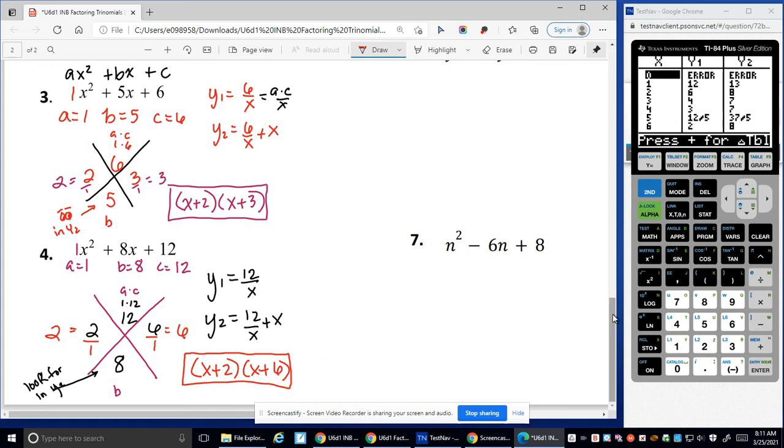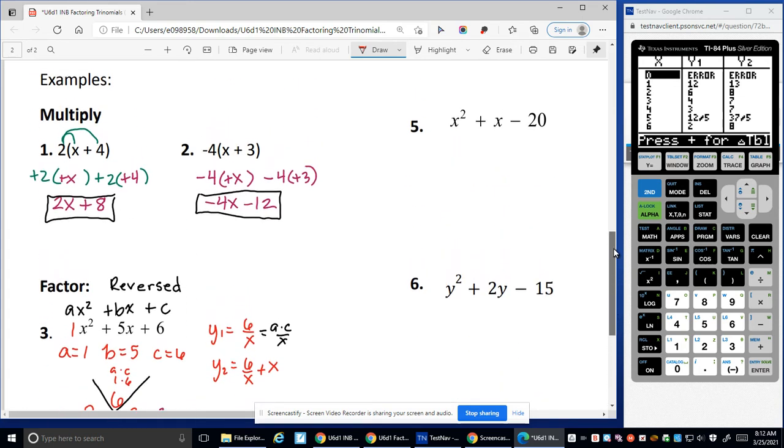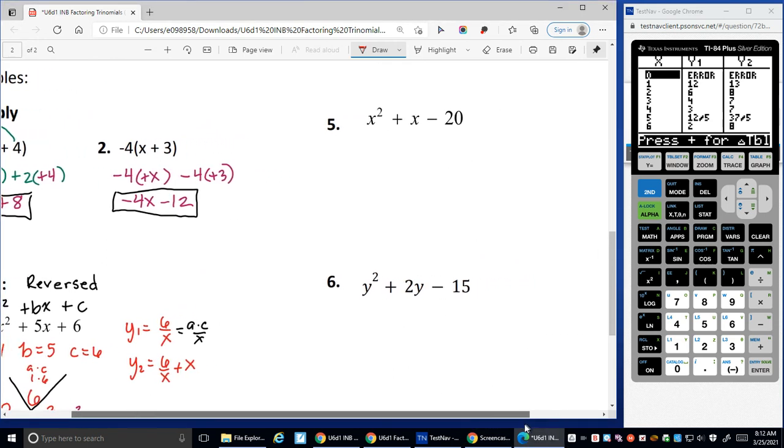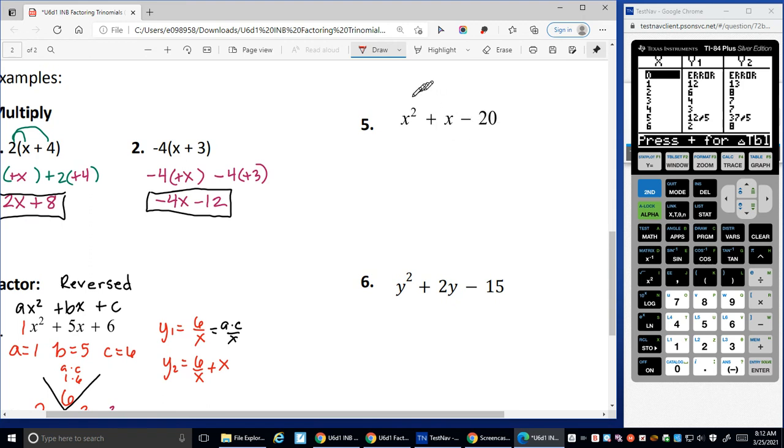And let's go up. Let's look at number 5. I'll just leave it like that. I'm going to verify that it's in standard form. This one's slightly different because for the first time we have a negative value for C. So let's see how this pans out. A will equal 1. B will equal 1 because if there is no coefficient, we put a 1. And C is equal to negative 20.